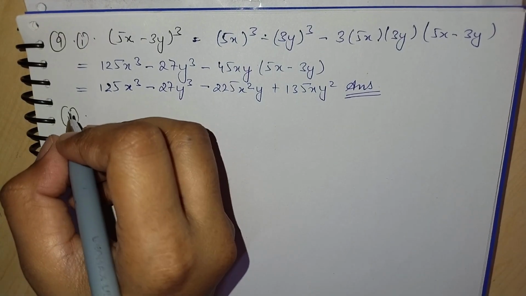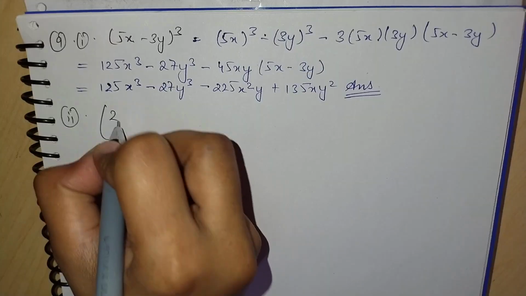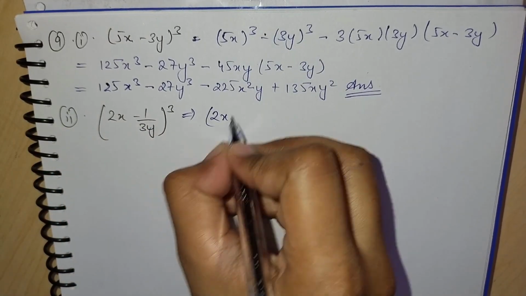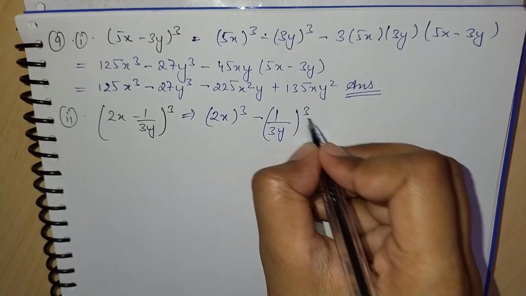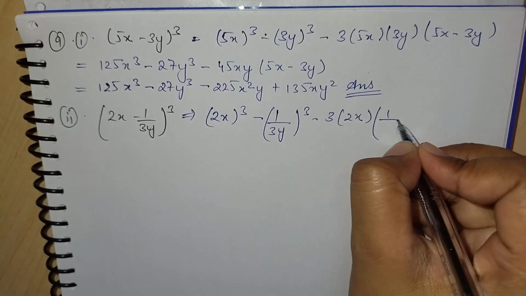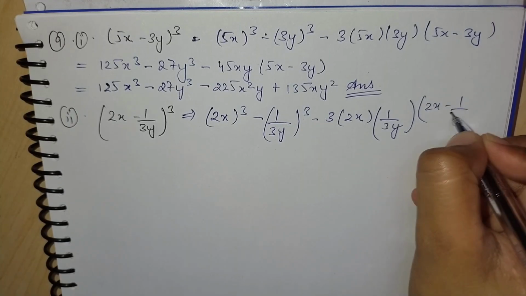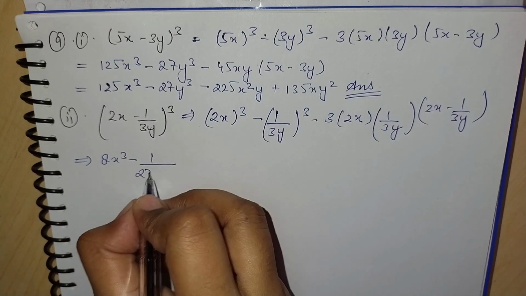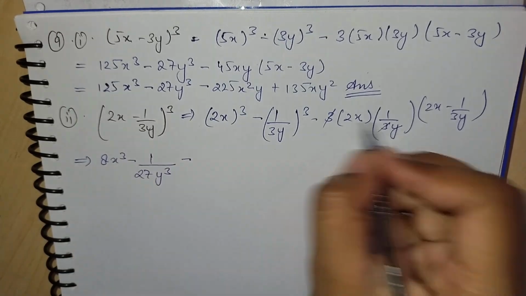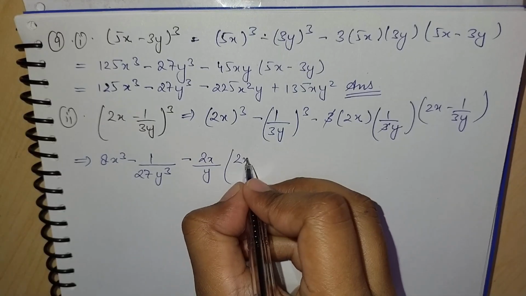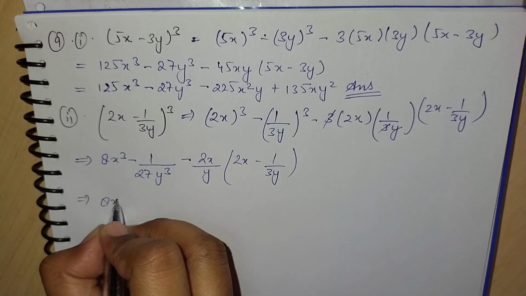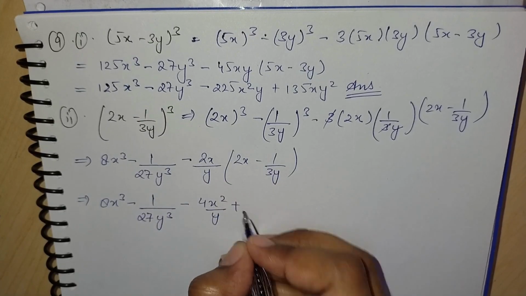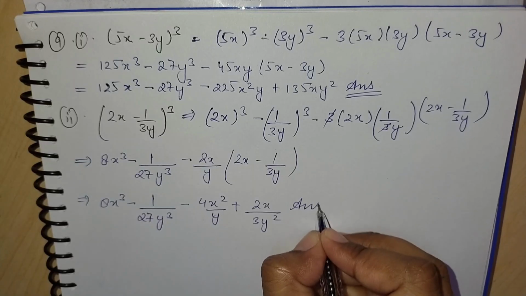Now the second part here is (2x - 1/3y)³. So here we have (2x)³ - (1/3y)³ - 3 into 2x into 1/3y, here (2x - 1/3y). On calculating it, 8x³ - 1/27y³ - on cancelling out this, we will get 2x/y, (2x - 1/3y). So 8x³ - 1/27y³ - 4x²/y + 2x/3y² is the answer here in this question.